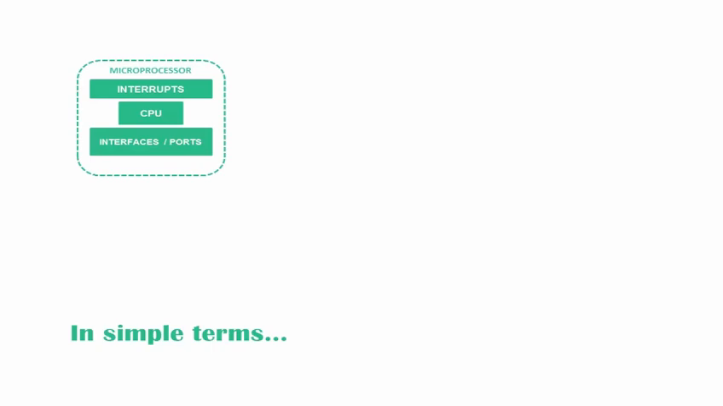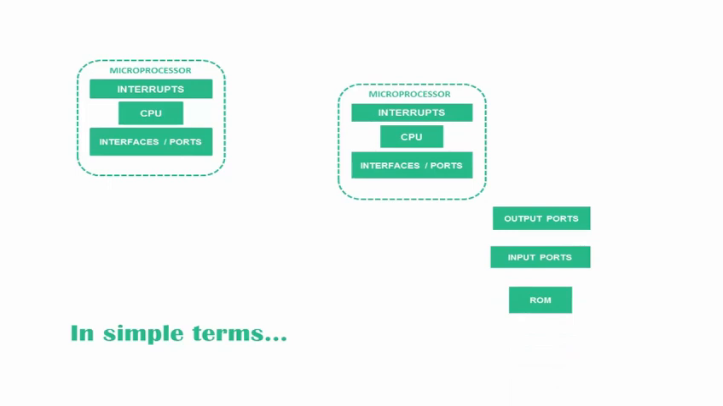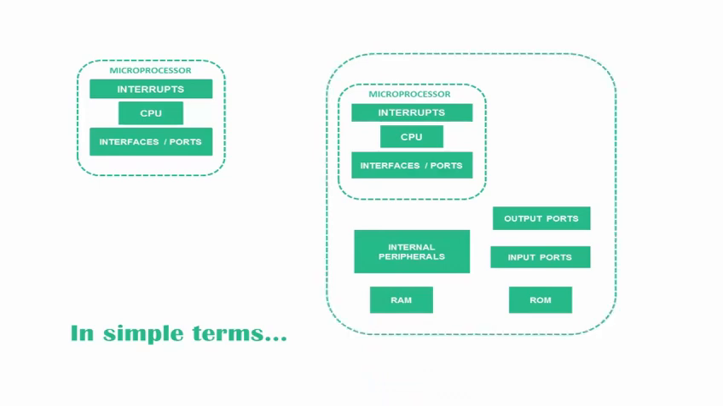In simple terms, and on the face of it, let's say we have interrupts, CPU, and some interfaces or ports. We put this together and we get a microprocessor. Let's say we take the same microprocessor, we add some output ports, we add some input ports, we add memory in the form of ROM, we add internal peripherals, and we add more memory in the form of RAM, and we put it all together, we get a microcontroller.